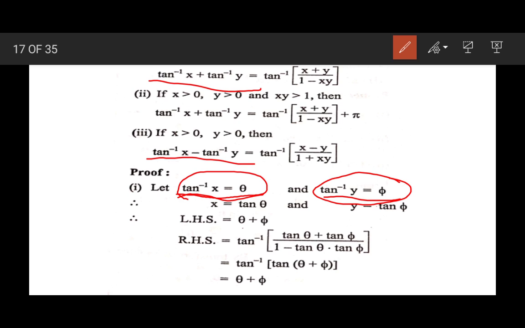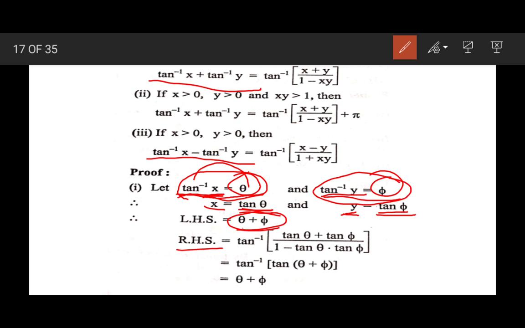From the definition of inverse trigonometric function, we get x is equal to tan theta, right? I am taking tan on the right hand side. So what will I get? x is equal to tan theta and y is equal to tan phi. Now, theta plus phi: the left hand side is tan inverse x plus tan inverse y, that means theta plus phi.